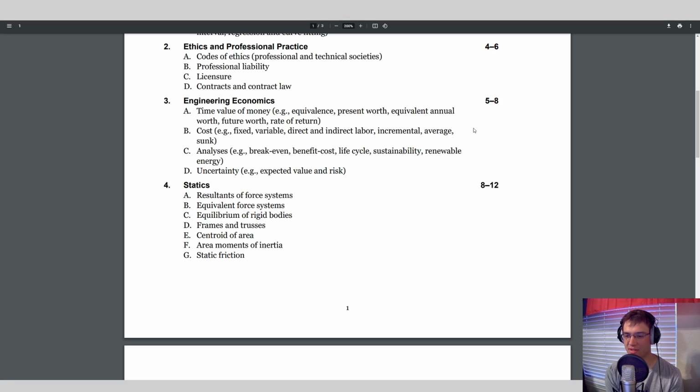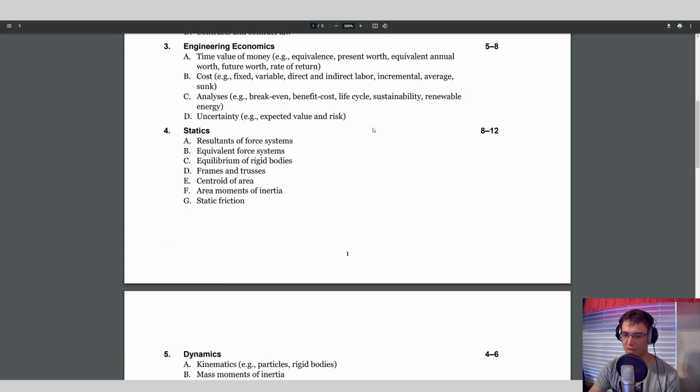Then we've got analyses of break-even, benefit, cost, life cycle, sustainability, and renewable energy. So I guess just kind of looking at costs of things over time, and then uncertainty, and being able to calculate expected value and risk. This is 5 to 8 questions, so more middle presence expected to show up, but no guarantee. It won't be as heavily weighted as some of the other sections.